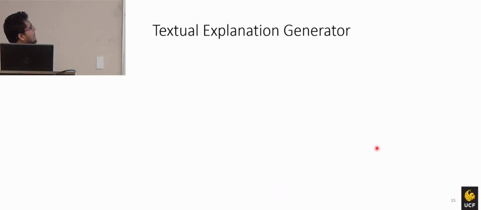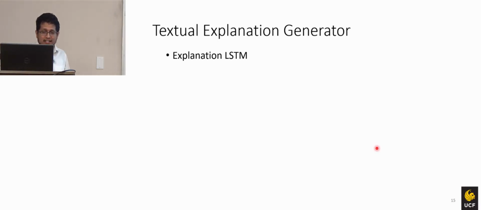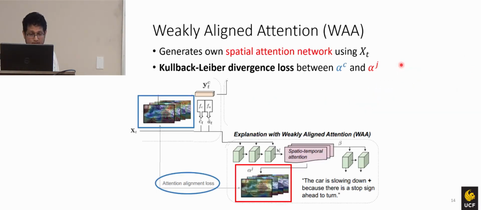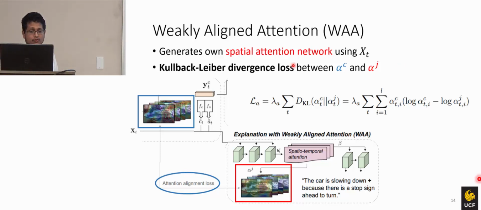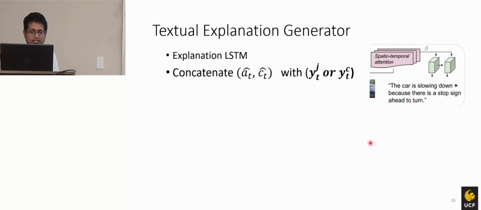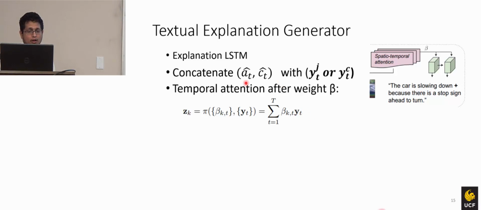Now the textual explanation generator. In both cases we have temporal attention. In the case of strongly aligned, we can use the same YT that we got from the controller. But in the weakly aligned case, the YT is generated from this alpha j to create a YTJ and used in the textual explanator. This equation also uses some ground truth of acceleration and change of course, and creates this z vector, which is similar to the YT, but has this measurement vector concatenated in it.